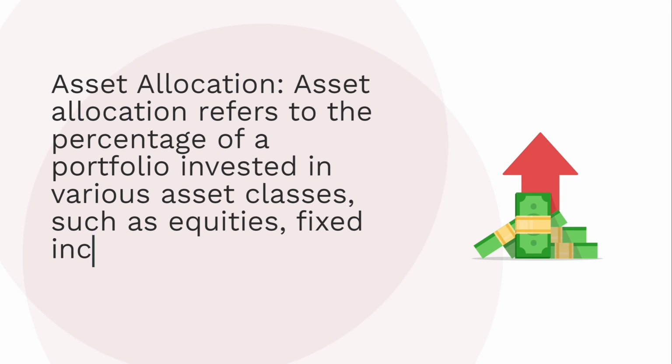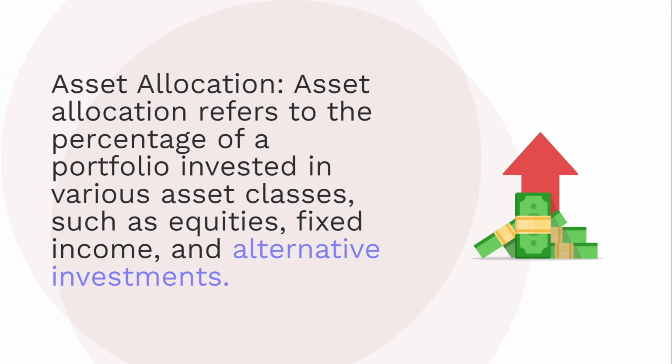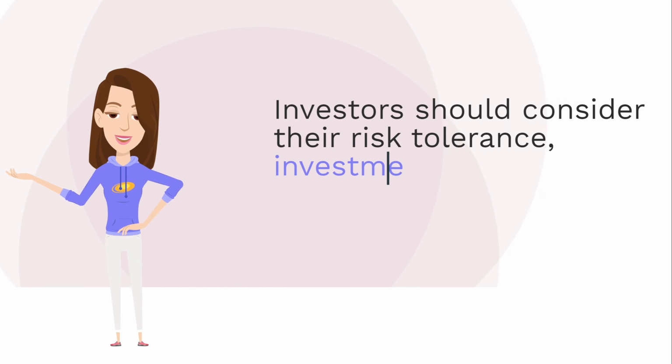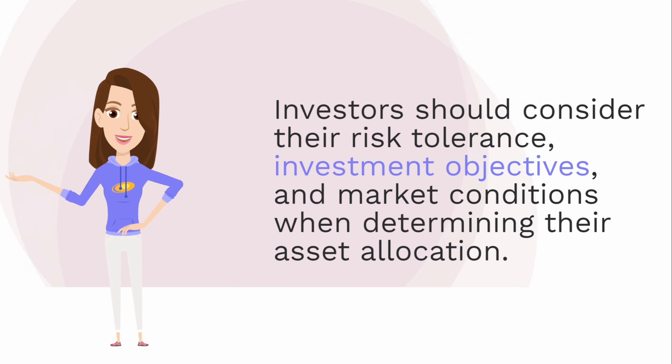Asset allocation. Asset allocation refers to the percentage of a portfolio invested in various asset classes, such as equities, fixed income, and alternative investments. Investors should consider their risk tolerance, investment objectives, and market conditions when determining their asset allocation.